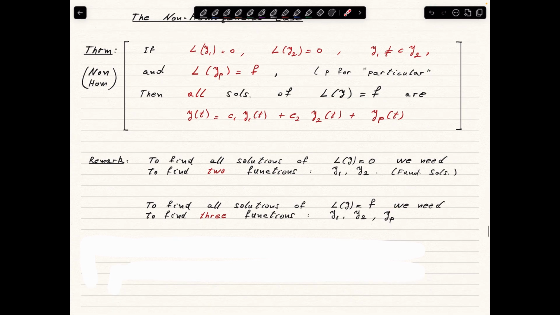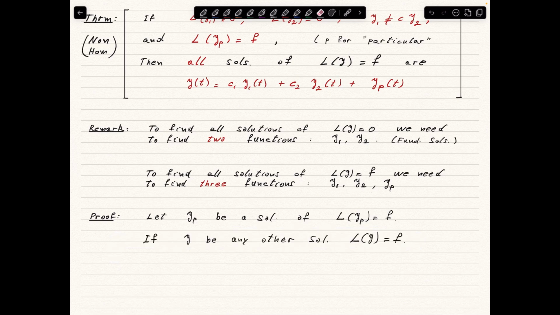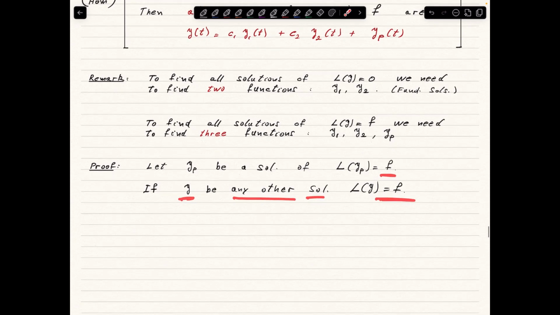So, how do we prove this statement? Well, the proof is not complicated if one realizes the following fact. First, let's suppose we have yp to be a particular solution of the non-homogeneous equation, and suppose y is also another solution of the same equation with the same f. So the proof is simple once we realize the following, that y of t minus the particular solution is a solution of the homogeneous equation.